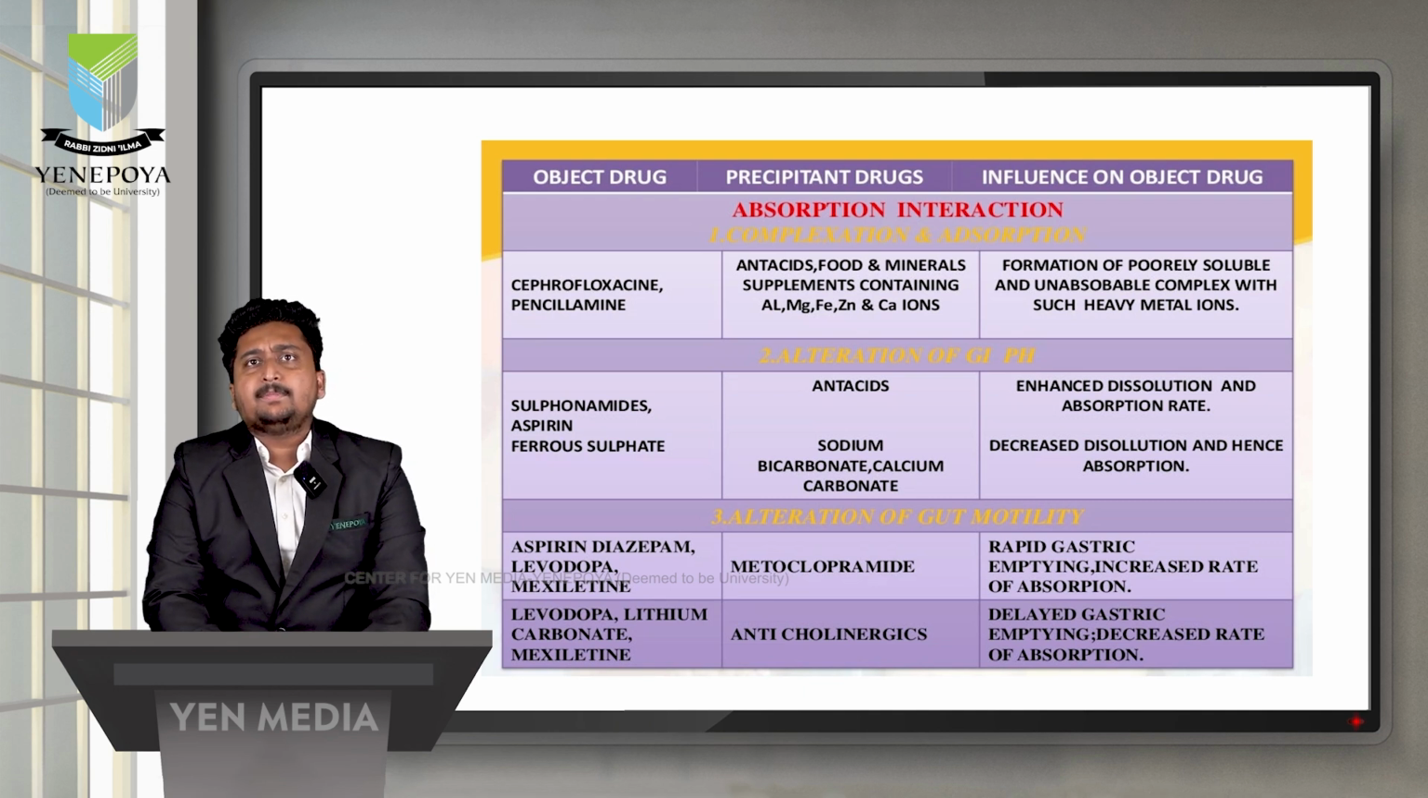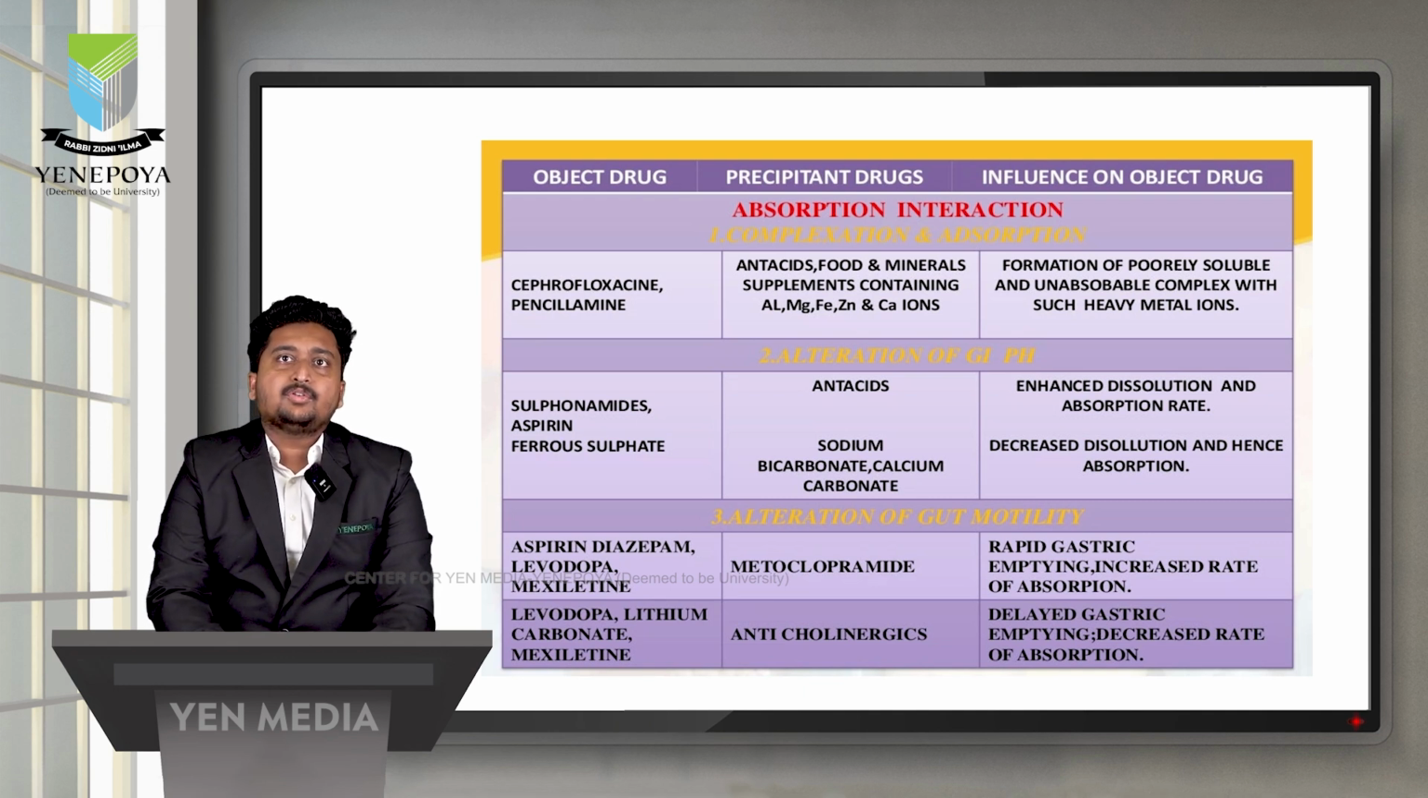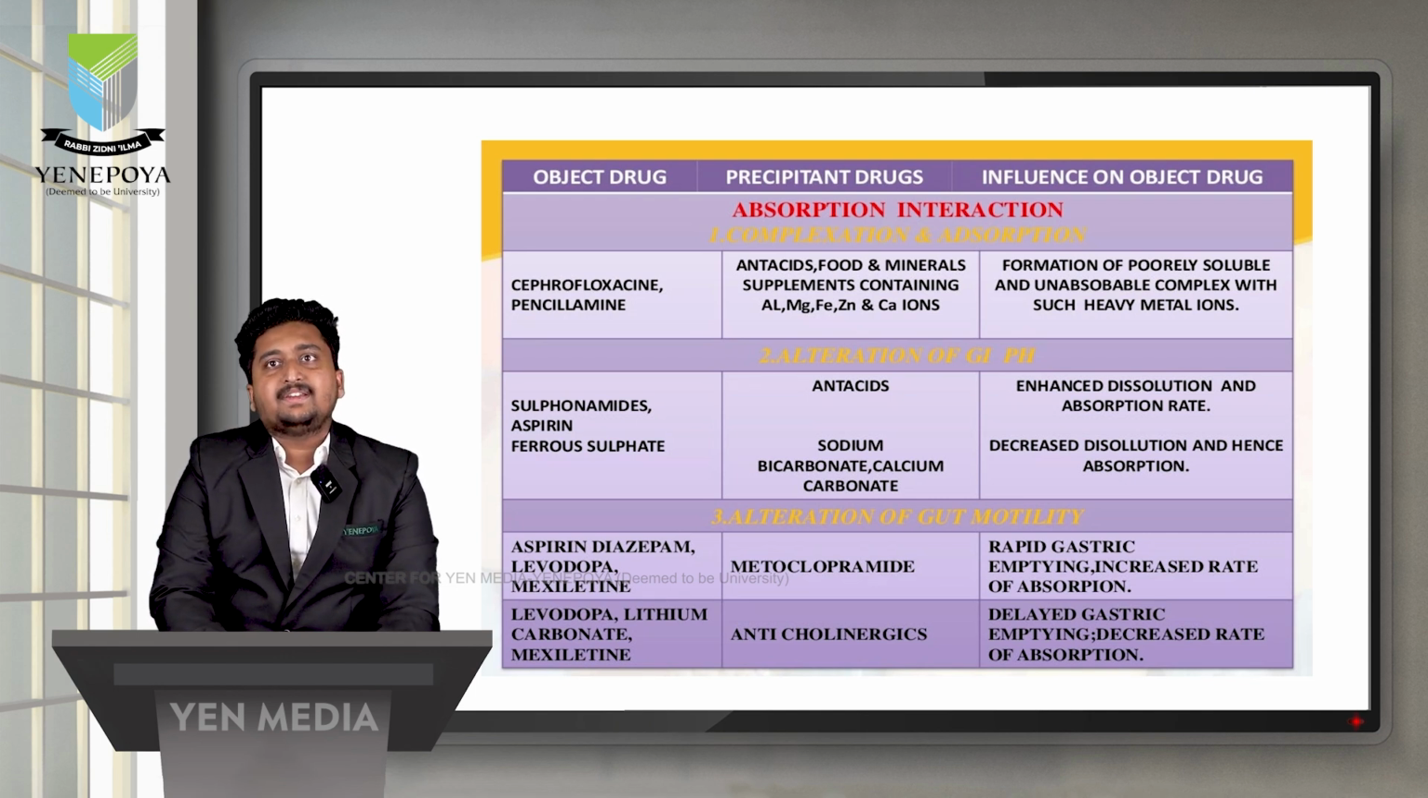The impact will be the formation of a complex, as they are poorly soluble with such heavy metal ions. So it's understandable that if there is complex formation, the absorption rate might be much lesser because they are much less soluble. If the solubility is good enough, then it can enhance the absorption rate, which is not happening here because of the complex formation.